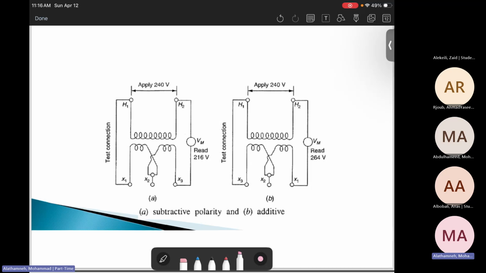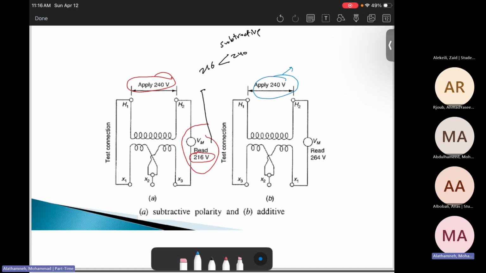Basically, on this primary side, we applied 240 volts. Then we put the voltmeter reading between H2 and H1. The reading is 216. The 216 here is lower than 240. Therefore, it is subtractive. Then the other one: here 240, and this is 264. We can say 264 is larger than 240 volts, therefore it is additive.